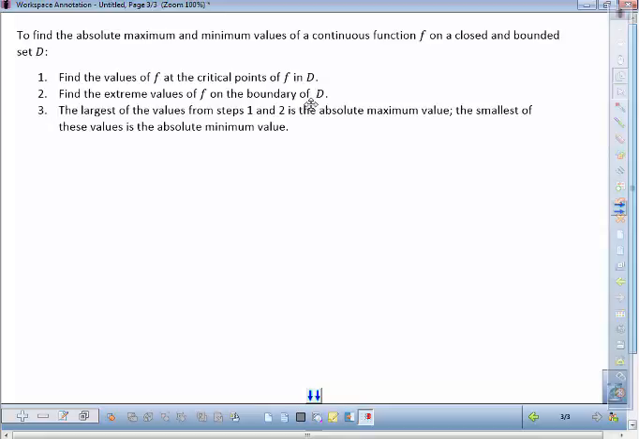So find the critical points. So step 1 is actually 2 steps. It's finding the critical points and then putting them into the function. Step 2 is find the extreme values on the boundary. So find the critical points on the boundary and then put them into f. So another 2 steps. And then the last step is to look at the largest values and the smallest values from the previous steps. And that's going to give you your absolute max and min.